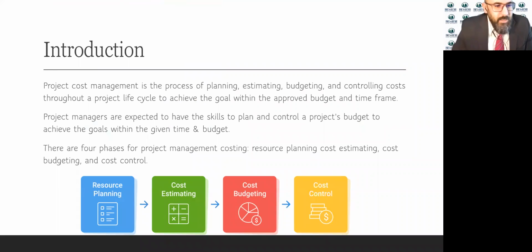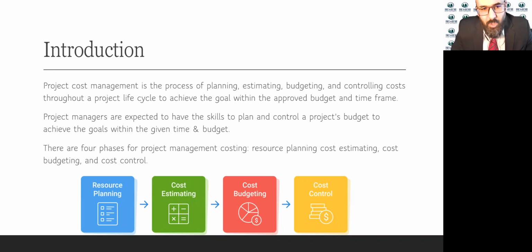So let's go ahead and do a quick introduction about the cost management. So what is a project cost management? It's the process of planning, estimating, budgeting, and controlling costs. So these are the phases that we should go over when we manage a cost for a project. We do planning, estimating, budgeting, and controlling costs through a project life cycle to achieve what? The goal with an approved budget and within the time frame.